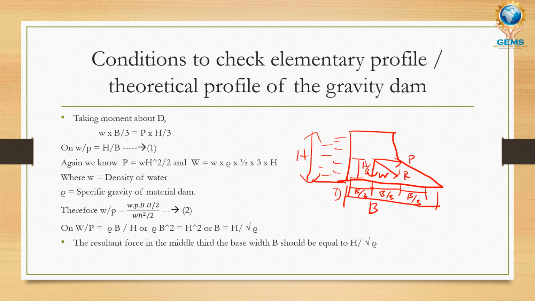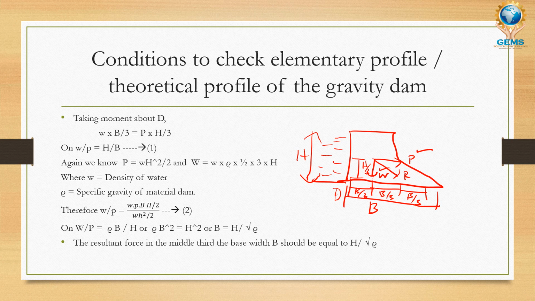Okay, D is this portion, and you find the moment due to D. You can see what all forces are going to act at D. This is one of the forces, P, and W is another force. This W is going to act through a distance of B by 3, so W into B by 3.